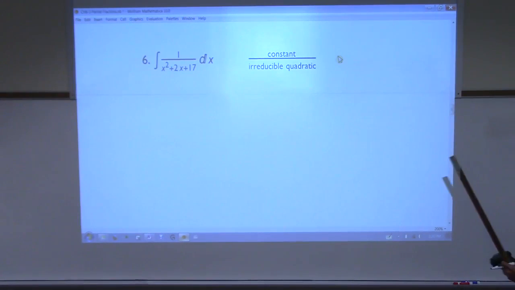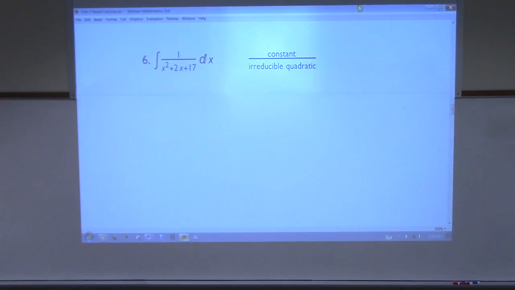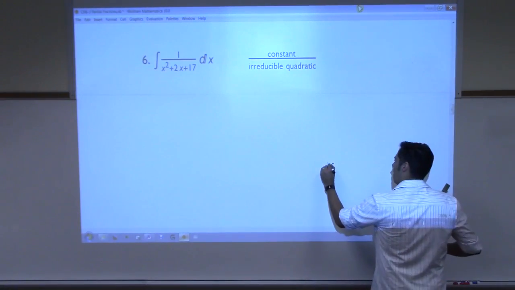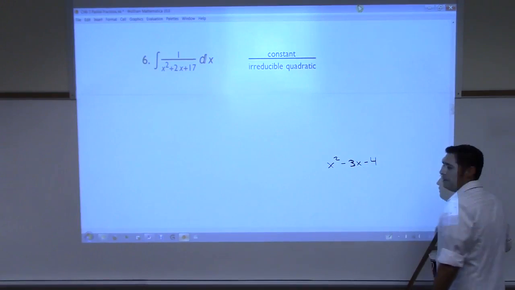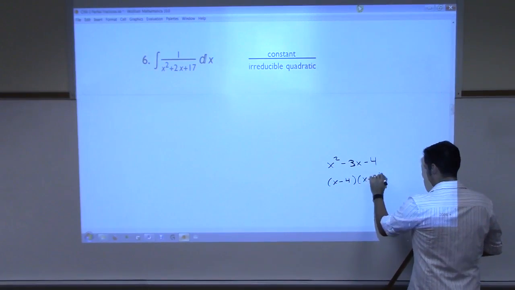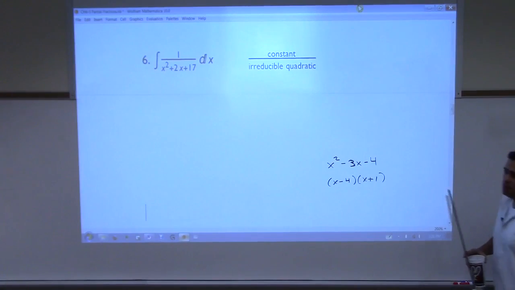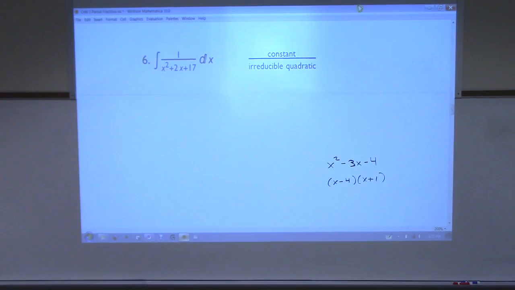How about a constant over an irreducible quadratic? So what do I mean by irreducible? I can't factor that over any of the rational numbers. So if I put up a quadratic here, that's factorable, right? You can factor this: x minus 4 times x plus 1. This one does not factor, and you need to know that just by looking at it, doing a quick little mental inspection. You're not going to be able to come up with the numbers that work here. That's what I mean by irreducible.